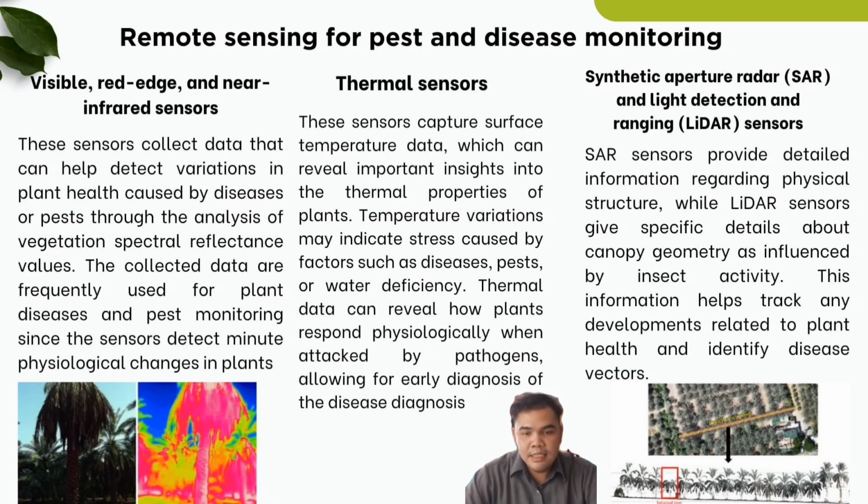allowing for early diagnosis of the disease. And the last remote sensing for pest and disease monitoring, I can say, is the synthetic aperture radar (SAR) and light detection and ranging (LiDAR) sensor, where the SAR sensor provides detailed information regarding physical structure, while the LiDAR sensor gives specific detail about canopy geometry as influenced by insect activity. This information helps track any development related to plant health and identify disease vectors.